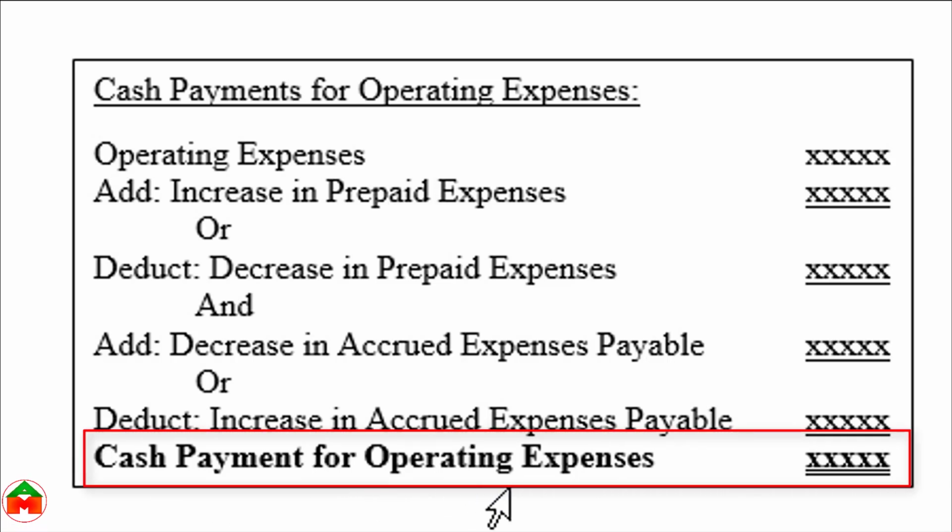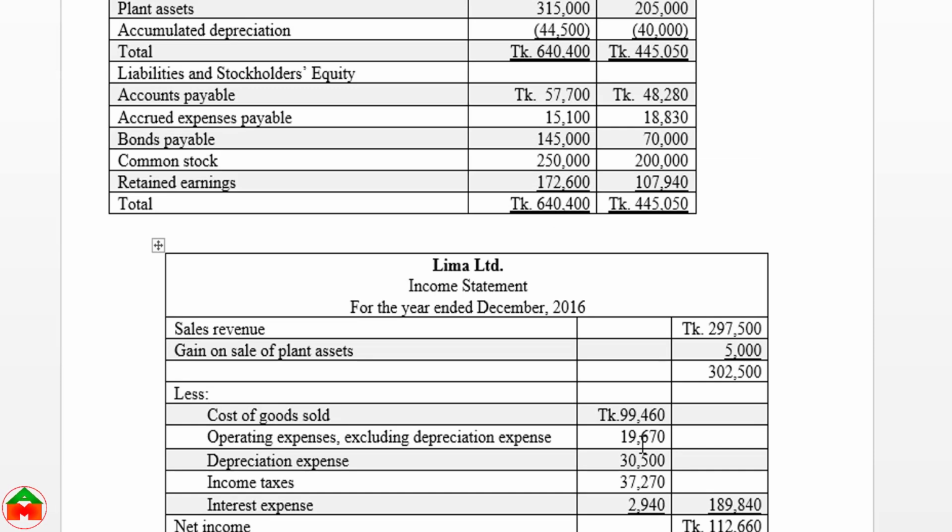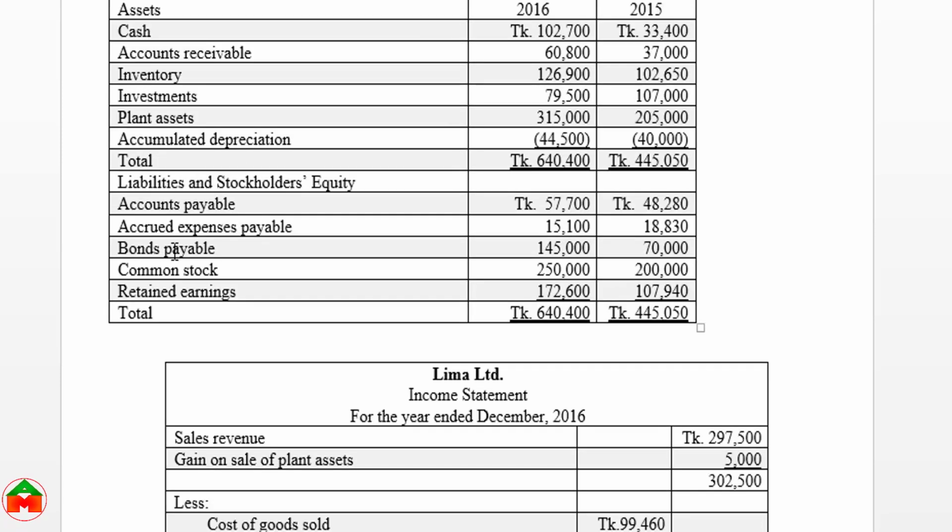Let's get back to the question. So this is the operating expense. The amount is 19,670, and there is an accrued expense payable. The amount of accrued expense payable in 2015 is 18,830, and the amount of accrued expense payable in 2016 is 15,100. So let's see the real calculation.